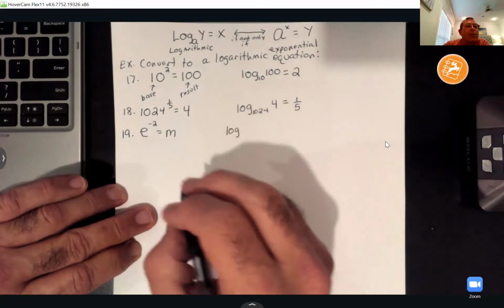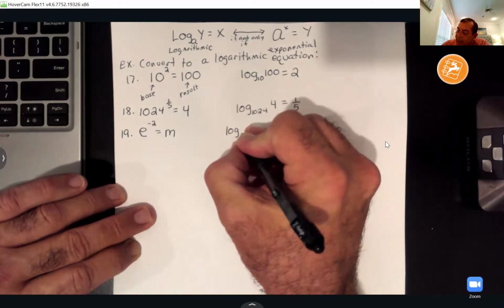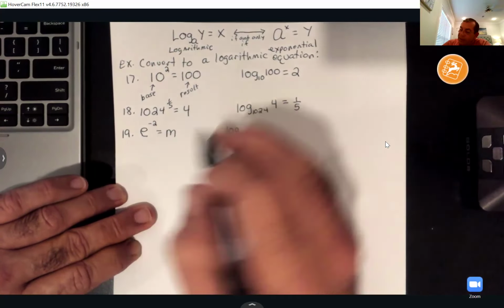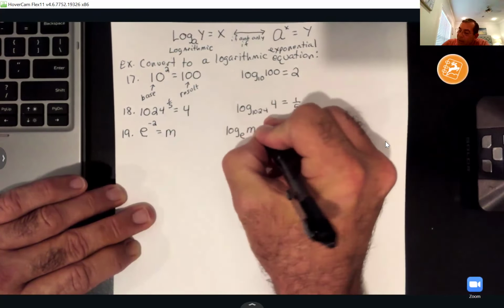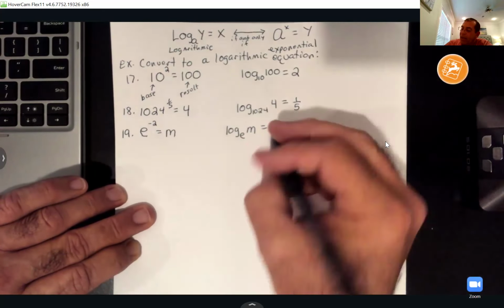So, okay, I think y'all got the whole thing. So log base e, good job. The result is the M, and that's going to equal the negative 2. Good job.